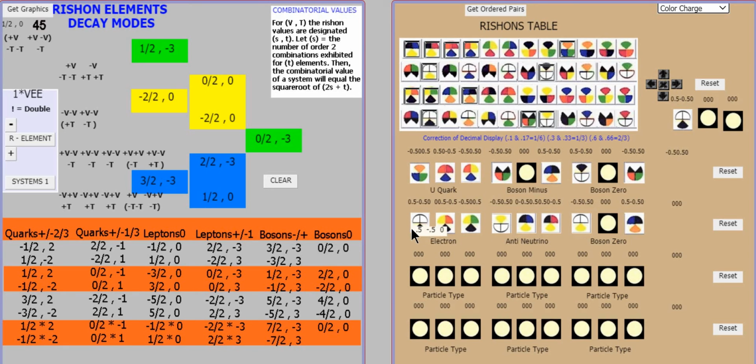And we can see that the color charge on the electron, having all three colors, is 0, as well as the antineutrino and the boson 0. So giving us a total color charge of 0 here, and a total color charge of yellow for this row.